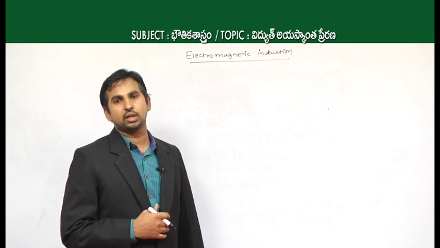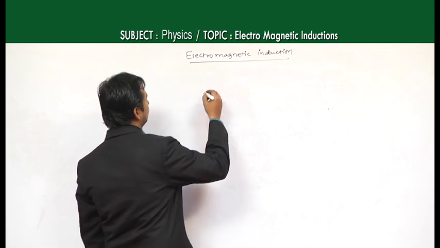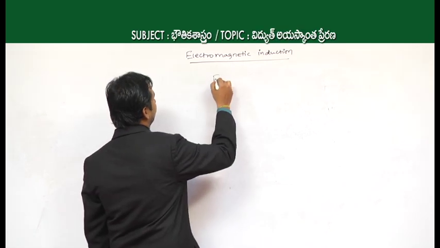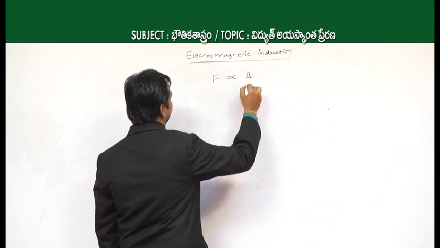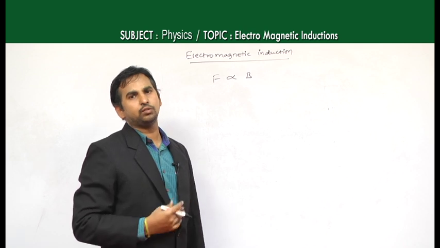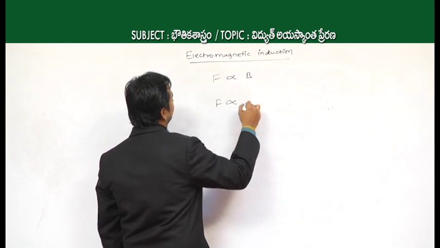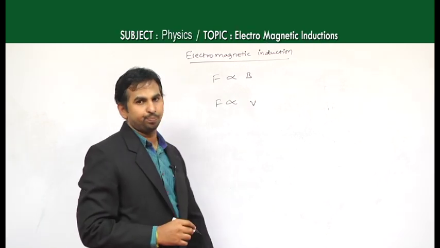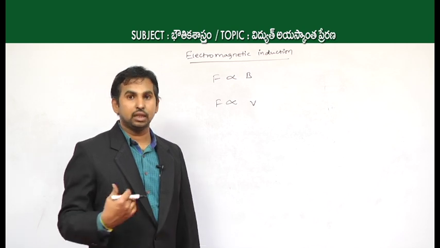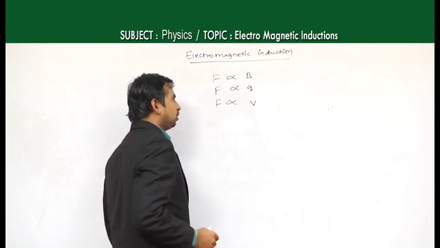Based on this also, we have a number of questions. We know that the force acting is directly proportional to the magnetic field present around it. F is directly proportional to B. Not only that, the velocity we give to the charge also affects the force acting on it. So F is directly proportional to the velocity of the charge, and also to the magnitude of the charge. If you take more and more charge, the force acting on it also increases. So F is directly proportional to Q also.